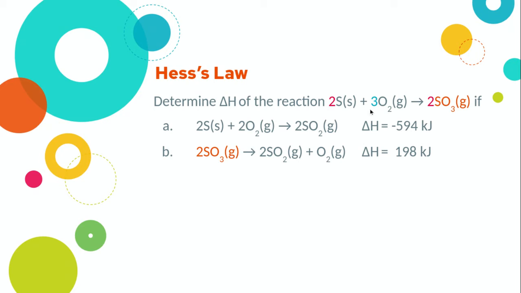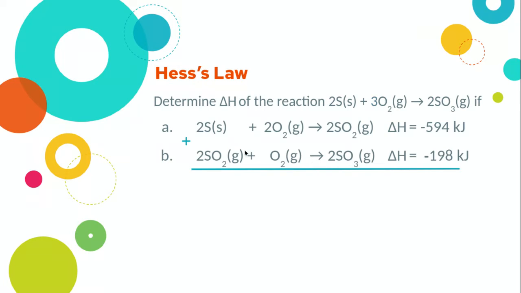In the second equation that we're given, sulfur trioxide is listed as a reactant, but in our final equation, it's listed as a product. So we're going to have to flip this. Remember, when we reverse an equation, you also have to switch the sign of delta H. Since we're switching sides, we switch from our positive here to negative, when we switch our reactants and products.